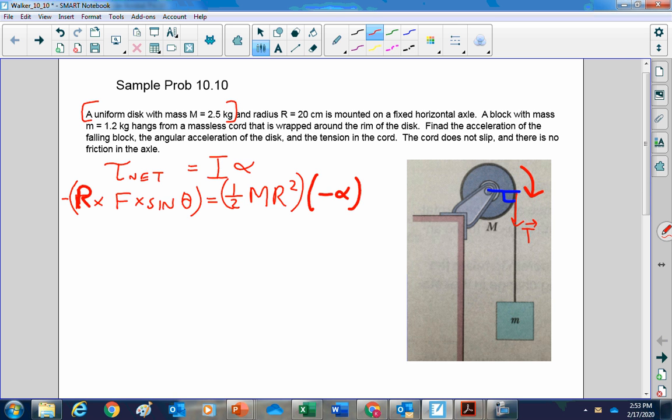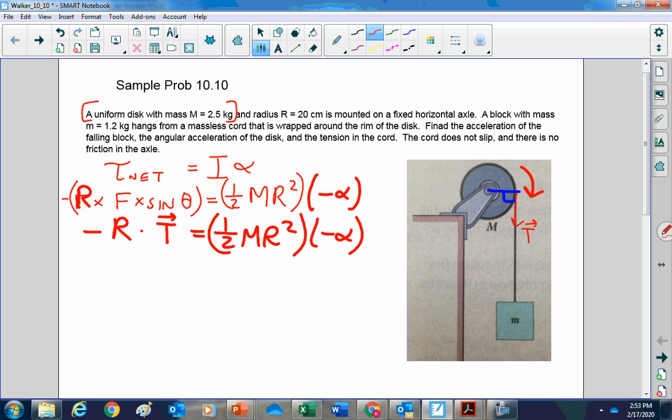Okay, so if we can simplify this at all, sine of 90 degrees is going to be 1, and my force really here is a tension force, so instead of F, I'm going to use capital T. And then this side I really can't simplify much: 1/2 R squared times negative alpha.